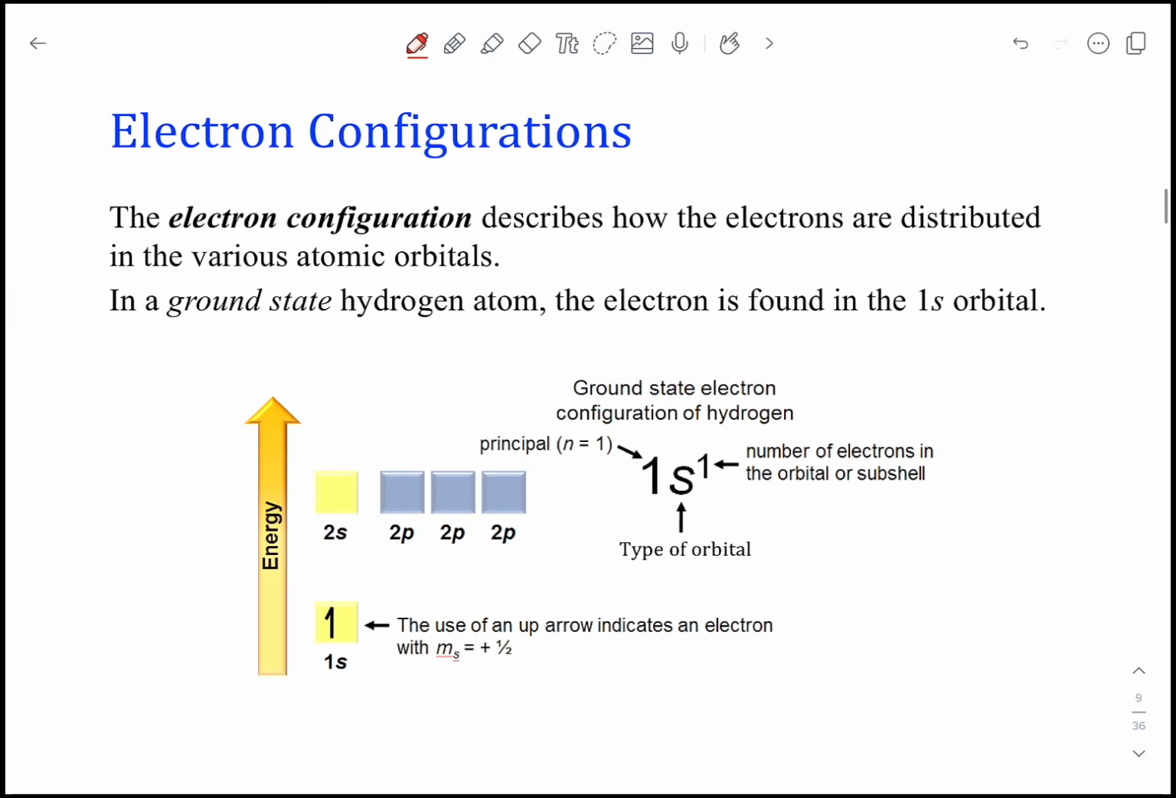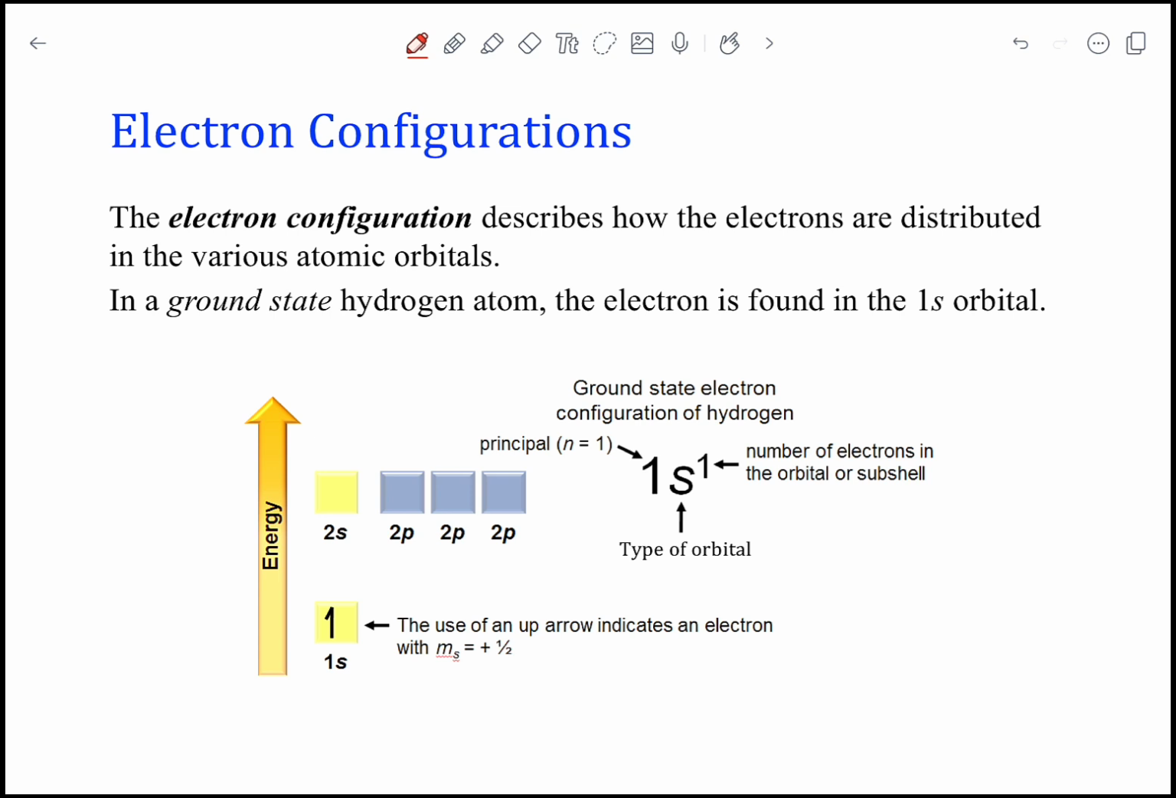Okay, so now that we understand what we mean by atomic orbitals and how we can house electrons in them, they have to sit somewhere. The electrons have to go somewhere, and they're sitting in those atomic orbitals. We can now show our shorthand of that through an electron configuration. So again, the electron configuration describes how the electrons are distributed in the various atomic orbitals.